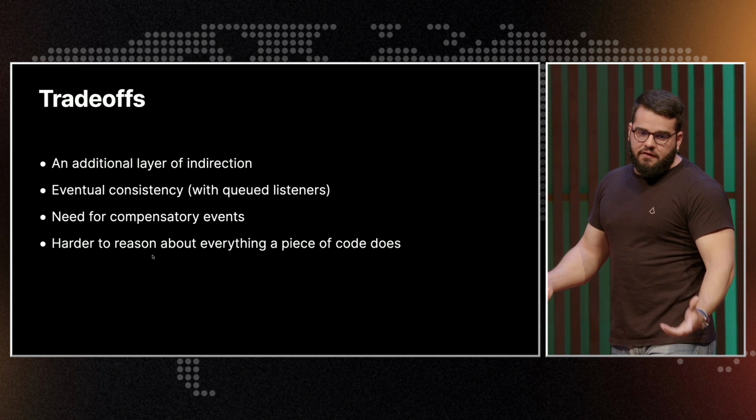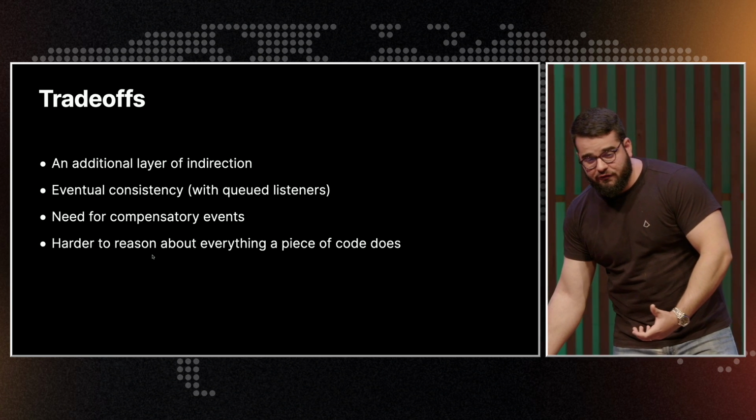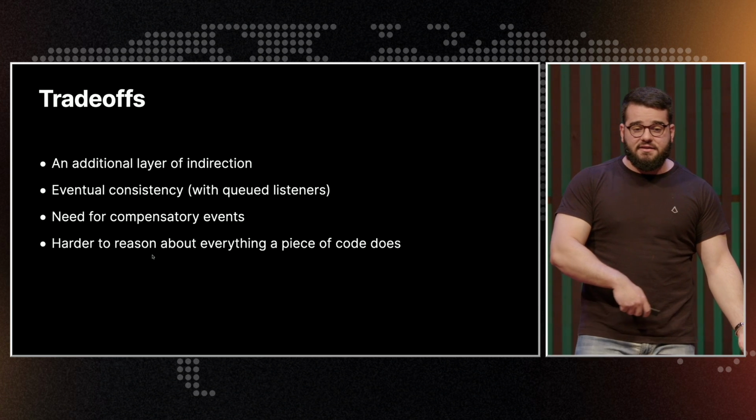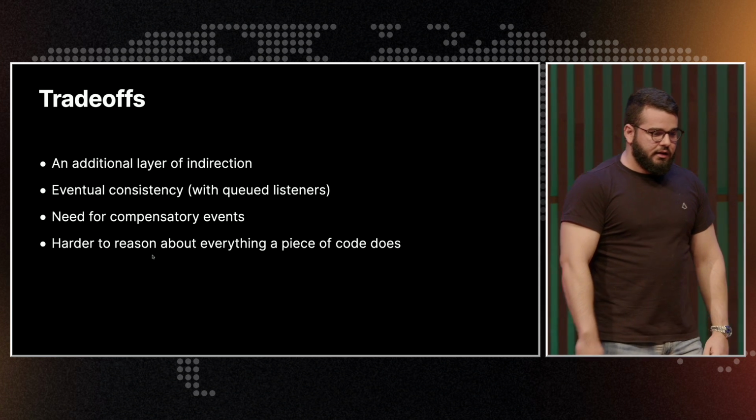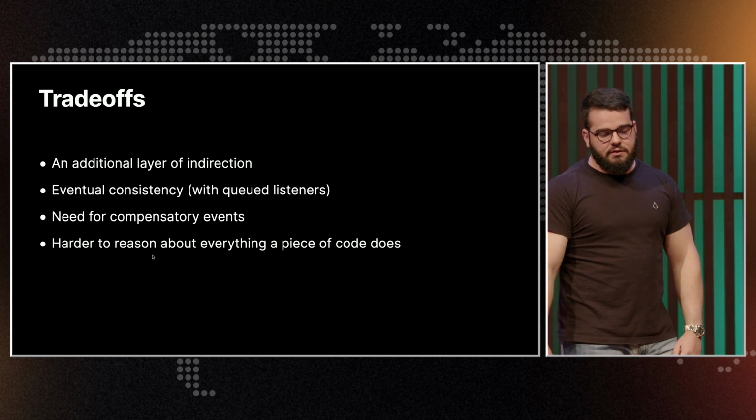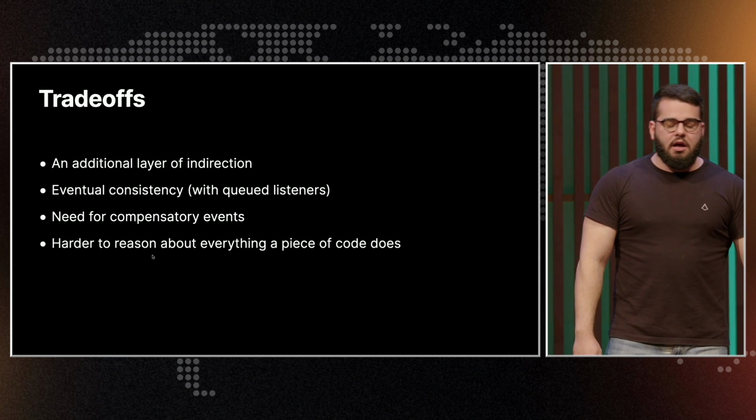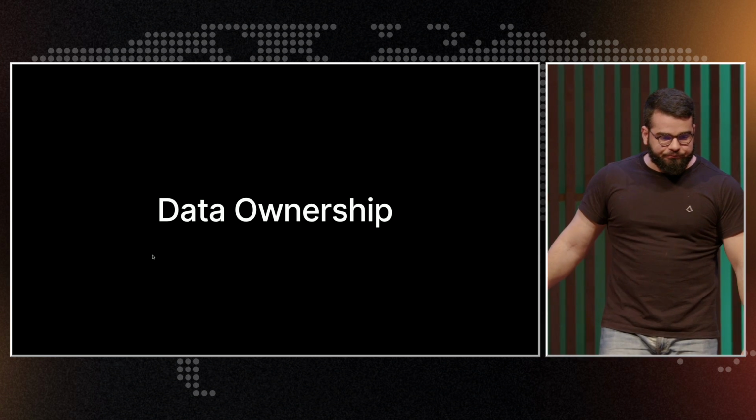You need compensatory events. So if the payment fails, you have to dispatch a payment failed event. If it succeeds, you have to dispatch a payment succeeded event. And again, because of the layer of indirection, it's harder to reason about everything a block of code does.